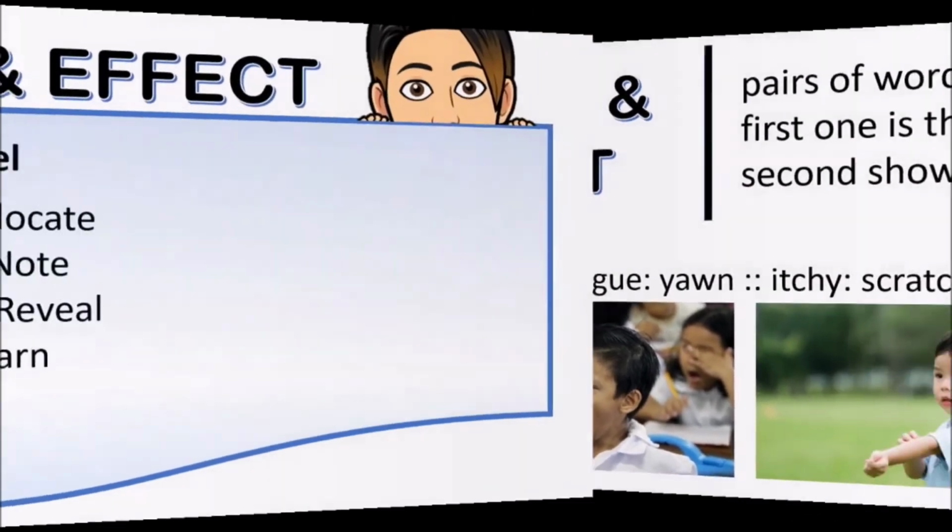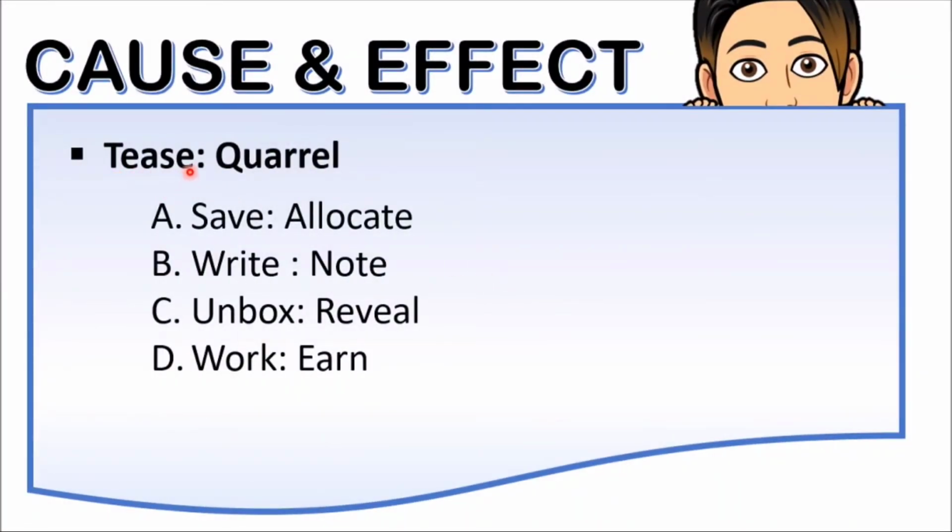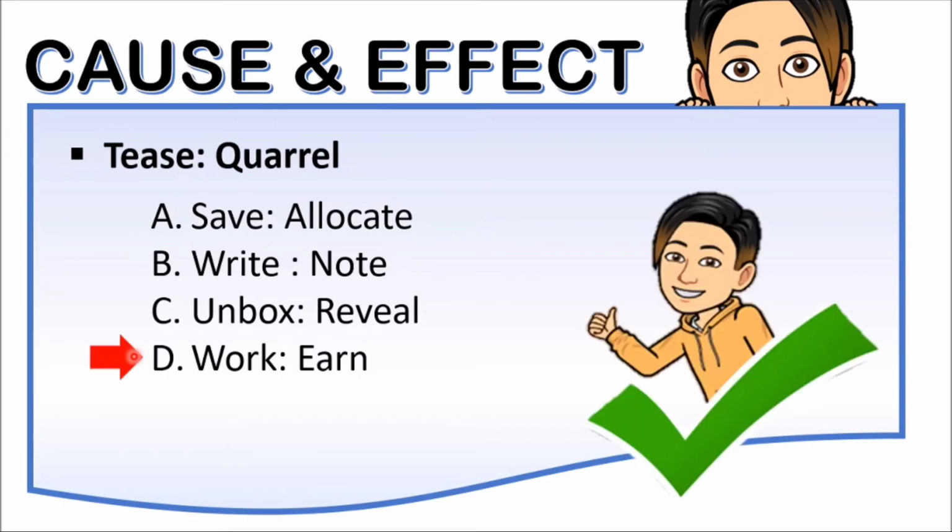Okay, now let's try to answer this one. Tease is to quarrel. Every time you tease your sibling or your classmate, expect that you would quarrel, okay? So as much as possible, avoid teasing someone else. Now, which among the given options below is also an example of cause and effect analogy? Is it letter A, save is to allocate? Letter B, write is to note? Letter C, unbox is to reveal? Or letter D, work is to earn? If your answer is letter D, then you are correct. A, B, and C are all examples of analogy of synonym, okay?